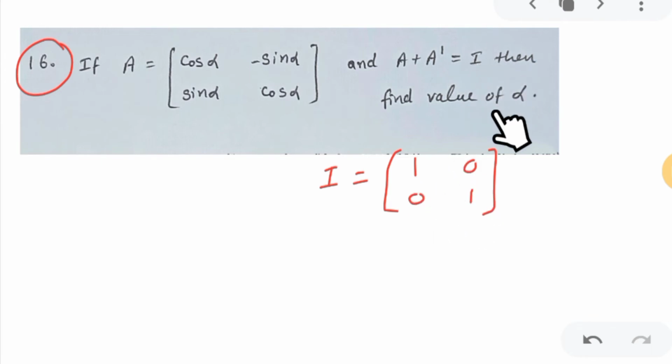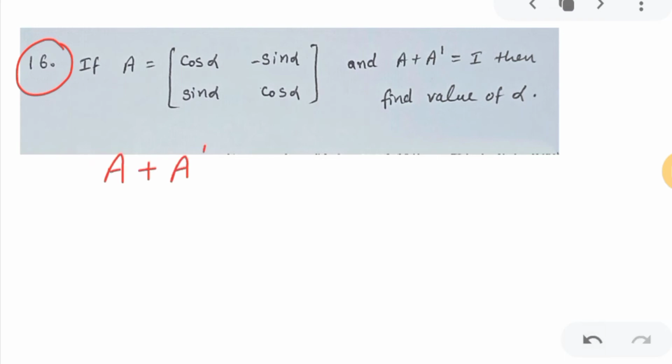So we have to find the value of alpha. Alpha means this angle. This angle we have to find, correct? So the question is clear. Now this A matrix is given, so I am not writing it again. Okay, so A plus A transpose is given as I. I will use this symbol. In the question it is given, but I will use this symbol. So first I will find A plus A transpose, and then I will equate with I.